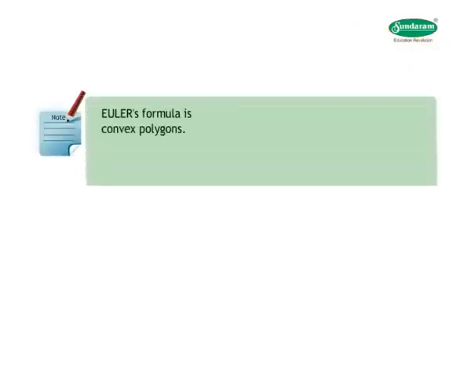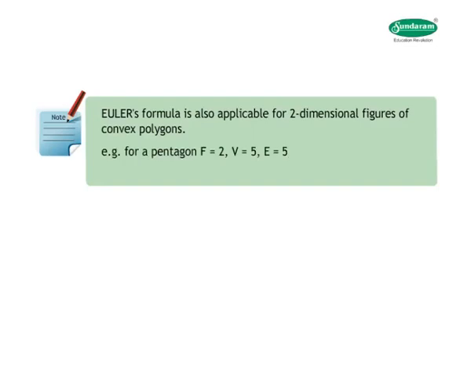Note: Euler's formula is also applicable for two-dimensional figures of convex polygons. Example, for a pentagon, F is equal to 2, V is equal to 5, E is equal to 5. Therefore, F plus V minus E is equal to 2.